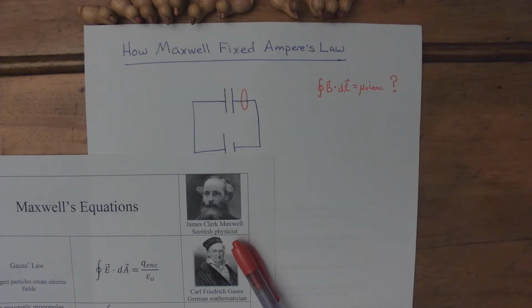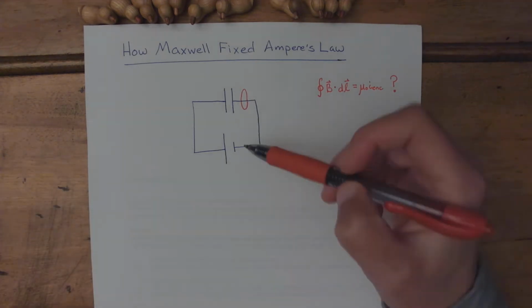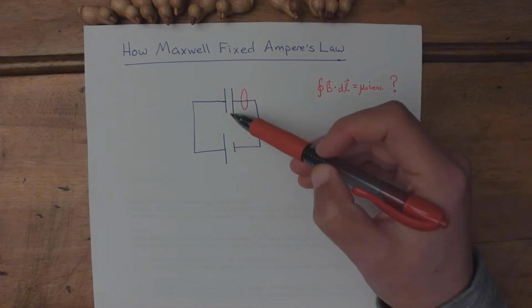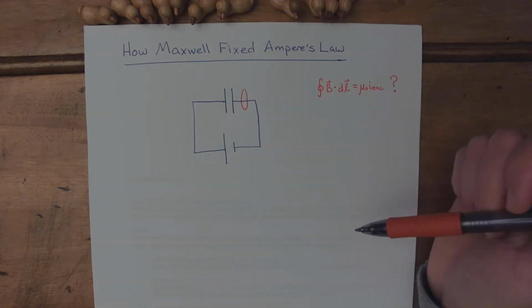This is James Clerk Maxwell, and we are going to learn in this lecture how he fixed Ampere's law. So, here we have a circuit consisting of a battery and a parallel plate capacitor. And we're going to flip a switch and allow the capacitor to charge.